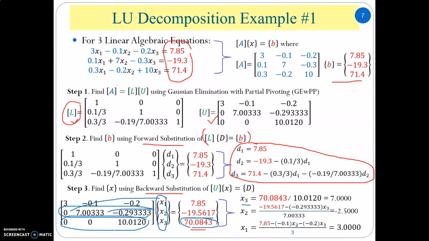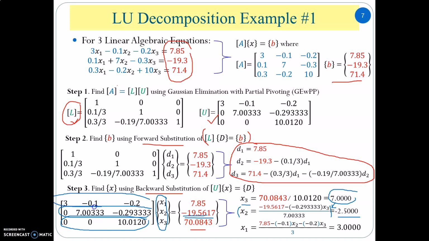7.033 multiply x2 plus negative 29 something multiply with x3 equal to negative 19.56. So if you arrange the x2 on your left hand side, you should obtain this result on the right hand side. And then substitute the x3 result here into this formula, then you should obtain your x2 to be negative 2.5.